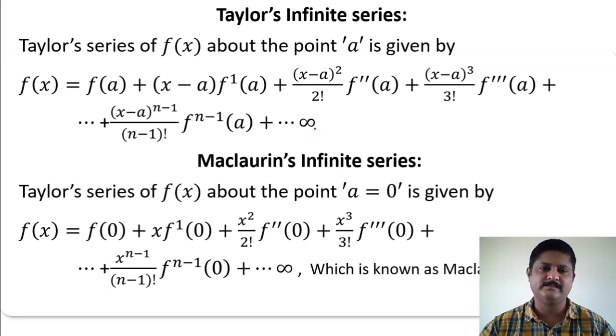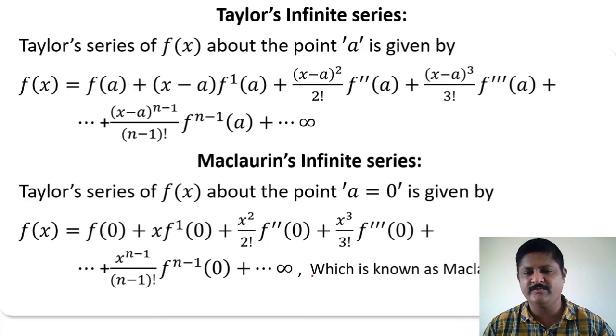The Maclaurin's infinite series. Taylor's series of f(x) about the point a equals 0 is given by f(x) equals f(0) plus x into f'(0) plus x square by 2 factorial into f''(0) plus x cube by 3 factorial into f'''(0) plus so on plus x power n minus 1 divided by (n minus 1) factorial into f^(n-1)(0) plus so on up to infinity, which is known as Maclaurin series.